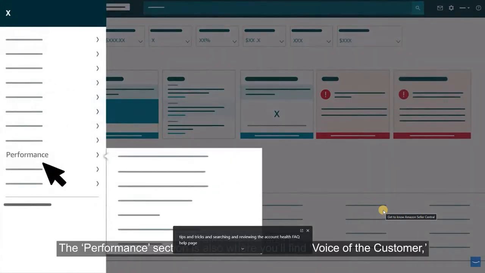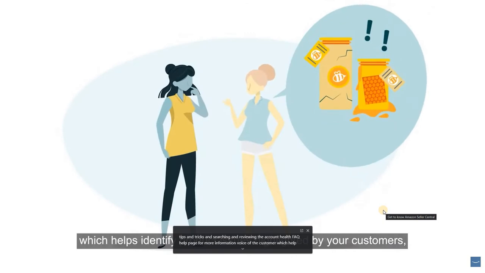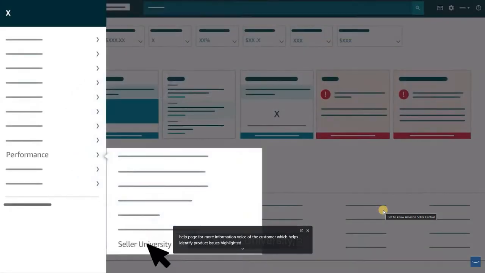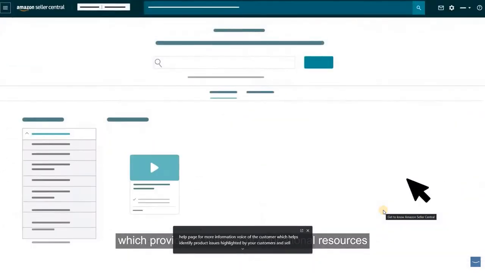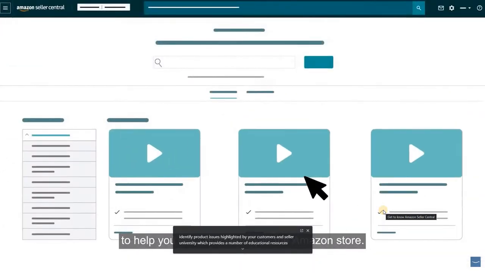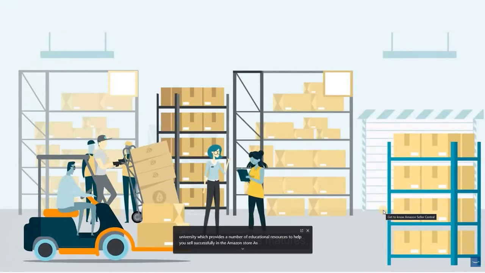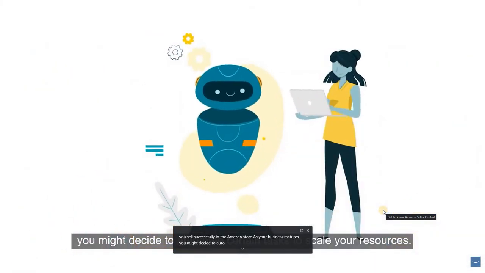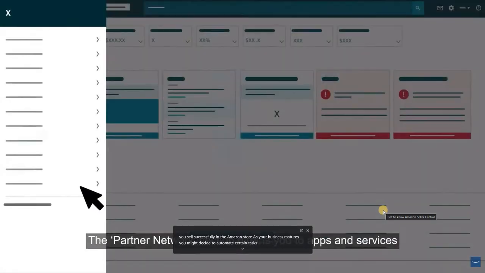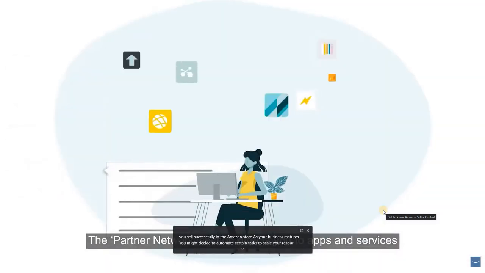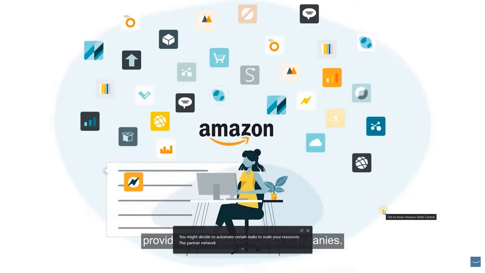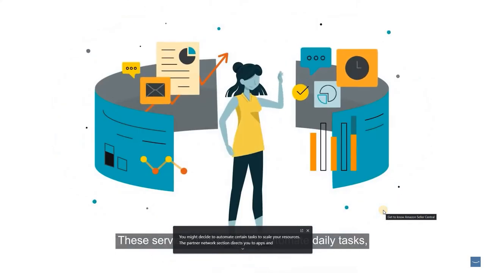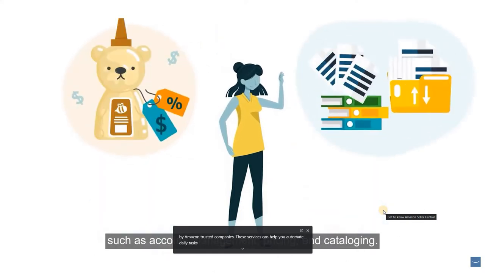The Performance section is also where you'll find Voice of the Customer, which helps identify product issues highlighted by your customers, and Seller University, which provides a number of educational resources to help you sell successfully in the Amazon store. As your business matures, you might decide to automate certain tasks to scale your resources. The Partner Network section directs you to apps and services provided by Amazon trusted companies. These services can help you automate daily tasks such as account management, pricing, and cataloging.